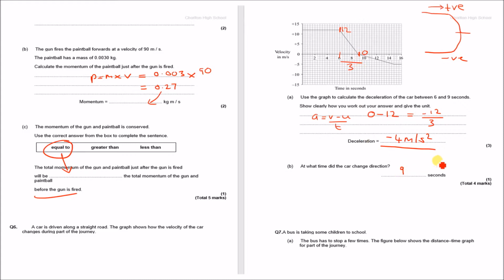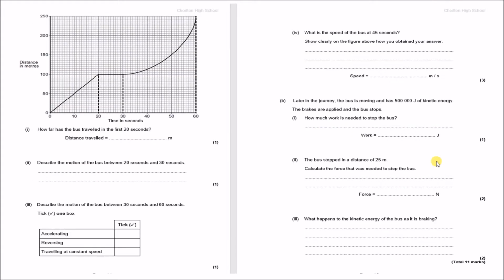Okay, so a bus is taking some children to school. The bus has to stop a few times. The figure below shows the distance time graph for part of this journey. Okay, so this is not a velocity time graph, it's a distance time graph. So don't get confused, because it's quite easy when you're doing the distance to think, oh, I'll work out the area. Well, that would be for a velocity time graph. So how far has the bus travelled in the first 20 seconds? You just have to look at this, and that is at 20 seconds, so that tells you it's 100 meters.